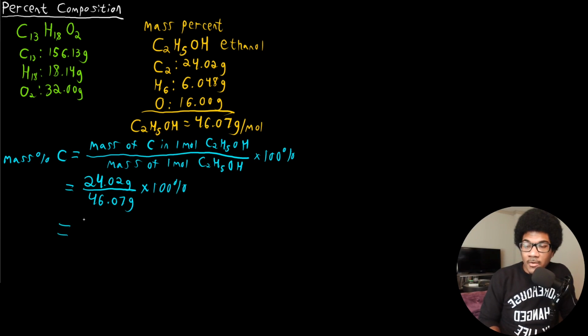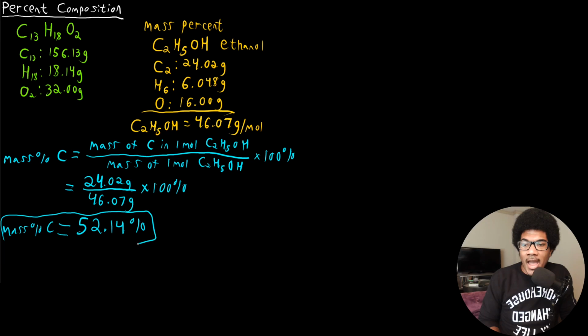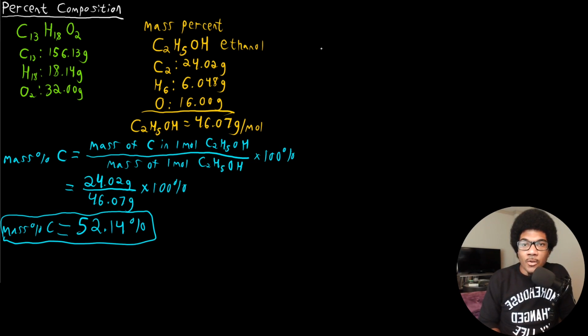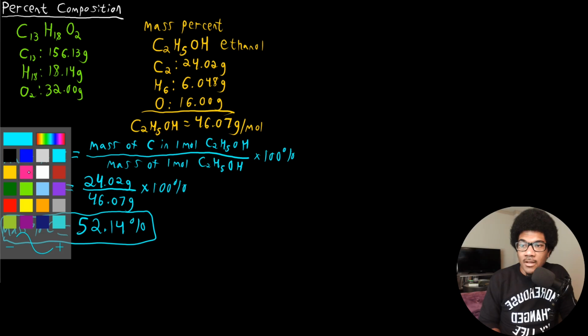So the mass percent of carbon in ethanol is 52.14%. So the mass percent of carbon takes up a little bit more than half of your total mass for ethanol, just those 2 carbon atoms that are present. So that's how you calculate the mass percent: you basically take the contribution of that atom in 1 mole of the molecule over the total molar mass of the molecule, multiply it by 100%, and then you get your mass percent.